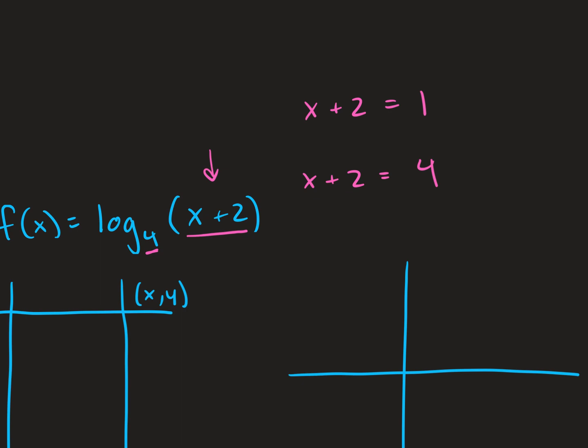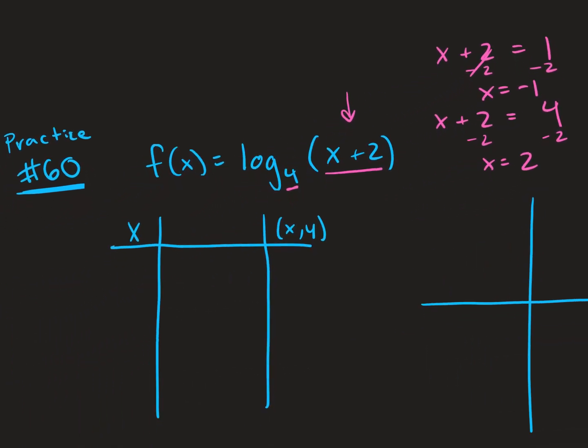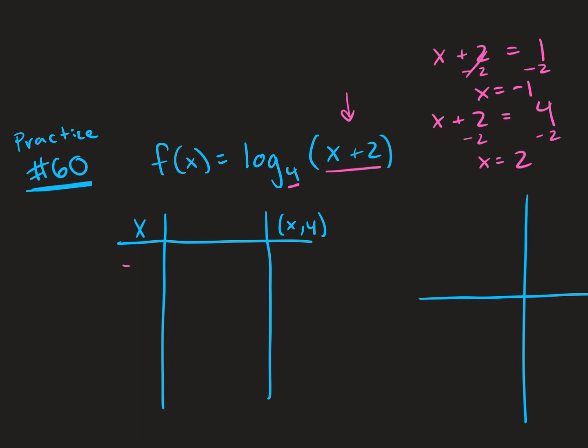So here, I just solved for x. Subtract 2 on both sides. So x would be equal to -1. Do the same thing. Subtract 2 on both sides. So x is equal to 2. So the numbers that I actually want to plug in here are -1 and 2. So let's finish working this one out.